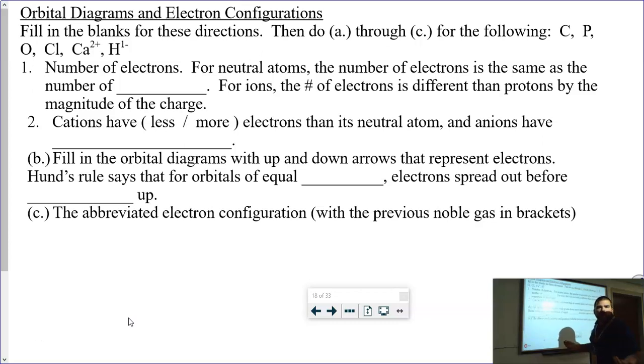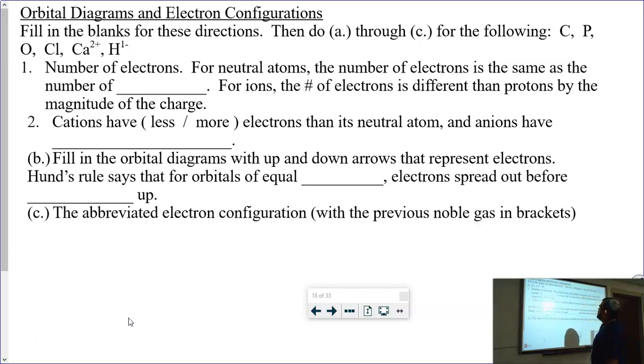All right, so eventually on this sheet there's a whole bunch of blank boxes, and you can see we're going to be doing orbital diagrams and electron configurations for a whole bunch of different elements, and ions too. I have a couple ions in there. So let's run through this really quickly first, and then we'll start doing these practice problems.